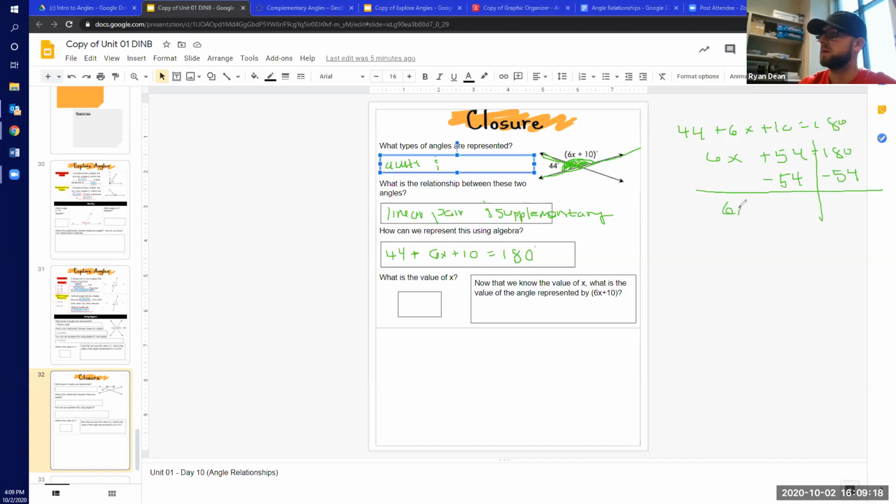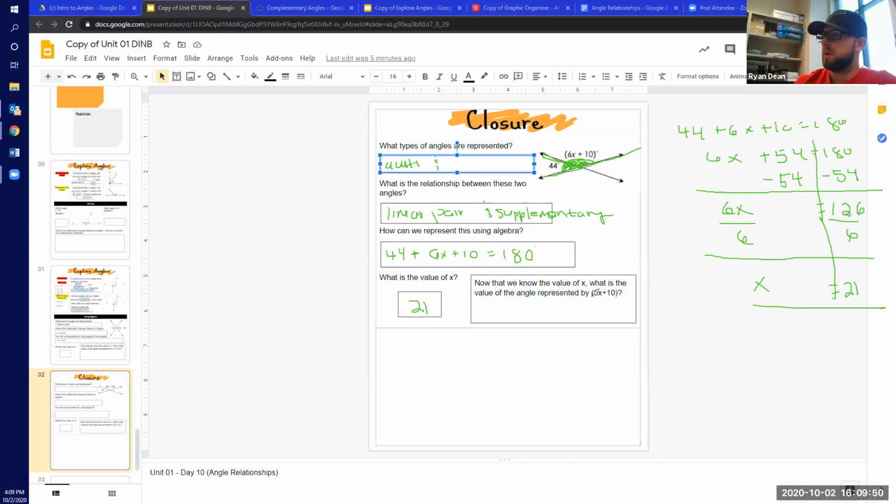And I get 6x is equal to 126, divided by 6. I get that x equals 21. Okay, so there's my 21. You can show your work down here in this box. Again, it's one of those things where you need to create a text box to do it.